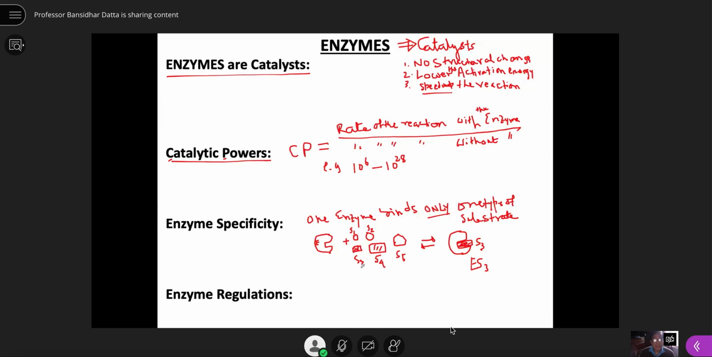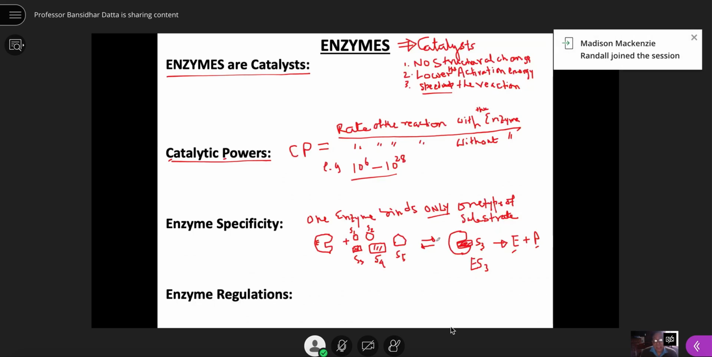All right. Enzyme regulation. After this enzyme binding, ultimately the enzyme is released again. So you have E plus S, the ES complex, and then ultimately the enzyme is retained and makes the product P. So a chemical reaction takes place like this. And how fast? It could be 10 to the 6 order of magnitude to 10 to the 20 order of magnitude. It's exceedingly fast.